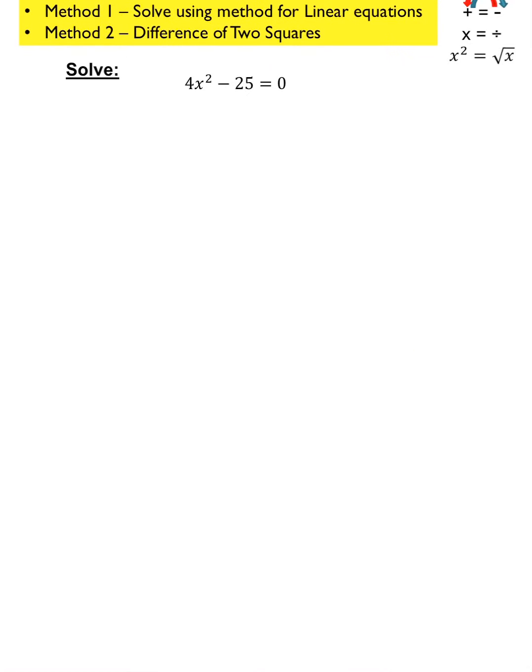Okay, let's do another one. So here, again, I'll do the two methods. So let's bring minus 25 over. So 4x squared is equal to positive 25. Here now though, there's a 4 in front of the x squared, so I'm going to have to divide the right hand side by 4. So x squared is equal to 25 over 4.